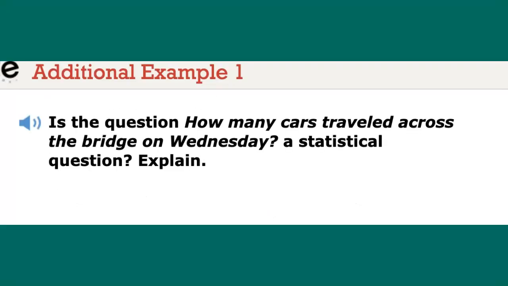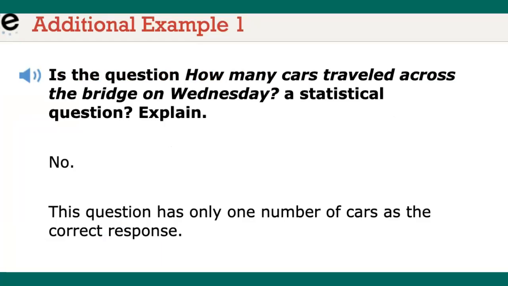Let's try this one. Is the question, how many cars traveled across the bridge on Wednesday? Is that a statistical question? Let's see. Okay, so for this one, the answer is no, because of the word Wednesday. This is a specific day. So the question has only one number of cars as the correct response. So you could say on Wednesday 20 cars traveled. So it has only one particular answer for that particular day.